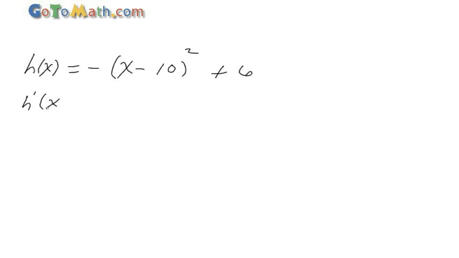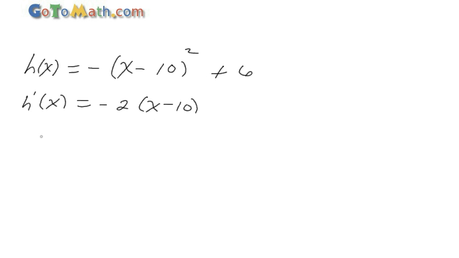Alright, well, let's move over to the whiteboard and write this down to find that critical number. So we have h of x is equal to negative x minus 10 quantity squared plus 6. And so we want to take the derivative, so that's going to be h prime of x is equal to negative 2 times x minus 10, and we don't need to multiply all that out. So there you go, there's the derivative.